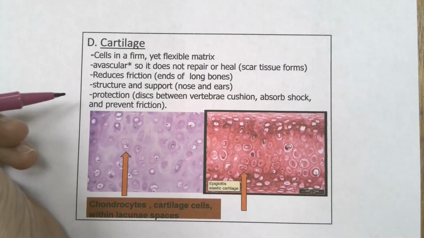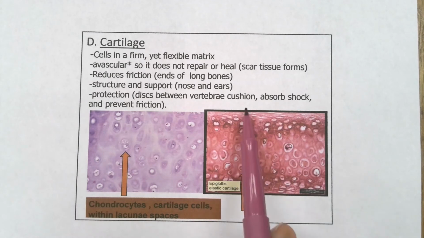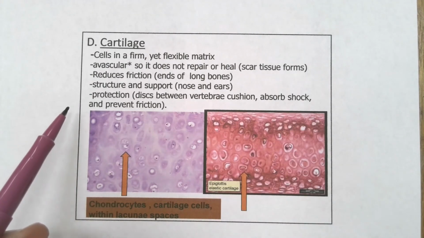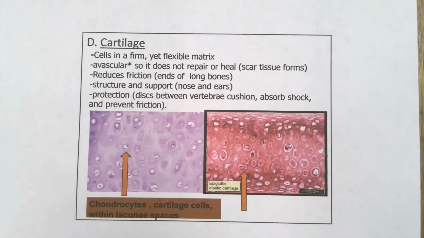So it makes up the discs between the bones in our vertebral column. There it's going to cushion and absorb shock, and also prevent friction between the bones that make up your backbone. So a couple things here.